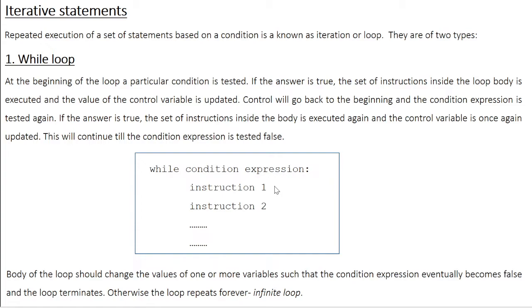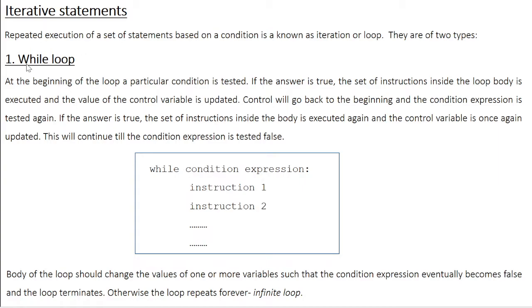In the last class, we have seen how to change the sequential flow of control in Python programming using selection statements or conditional statements like if-else. Today, let's see how to achieve the same using iterative statements. Repeated execution of a set of statements based on a condition is known as iteration or loop. In Python, there are two types of loop. One is known as while loop and the other is known as for loop.